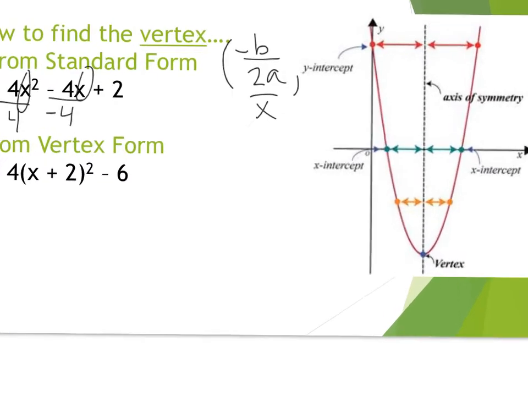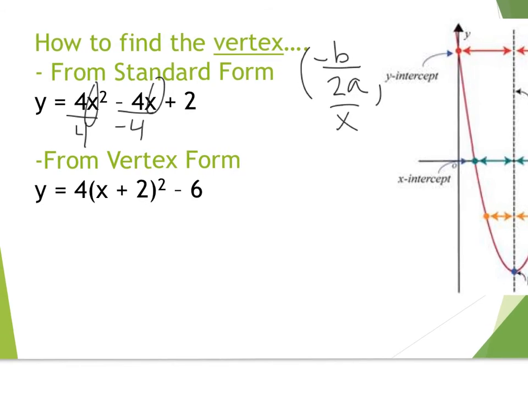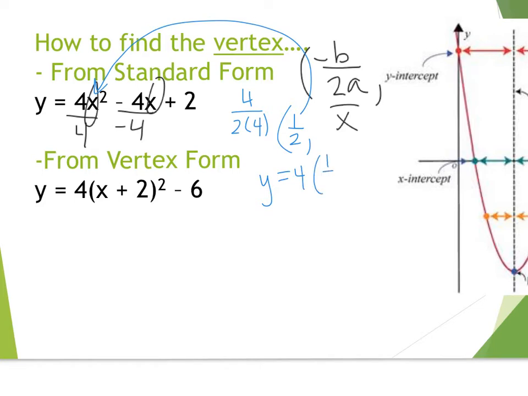So I'm going to do that right now. When I do opposite b over 2a, I get positive 4 over 2 times 4, which is 1/2. So this is my x-coordinate. To get the y-coordinate, I'm going to evaluate at x equals 1/2 and see what I get for y. So it's going to be y equals 4 times 1/2 squared minus 4 times 1/2 plus 2.